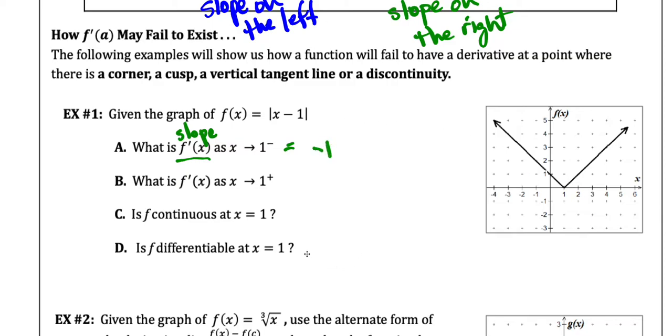Perfect, that's exactly what it's asking. Do you think you could probably answer B then pretty quickly since you know that one? Perfect. So it has a different slope on the left and the right because it comes to a sharp point. Is f continuous at x equals 1?